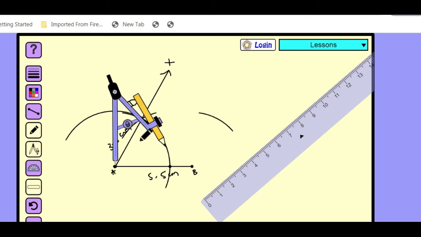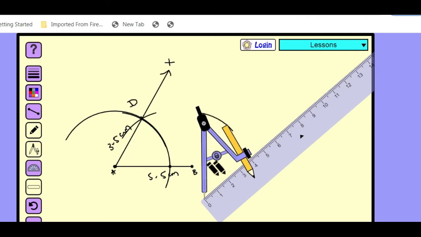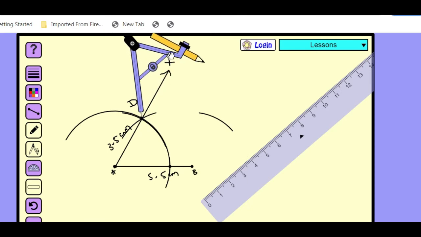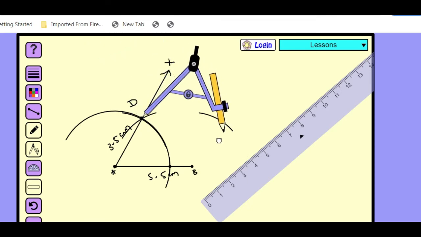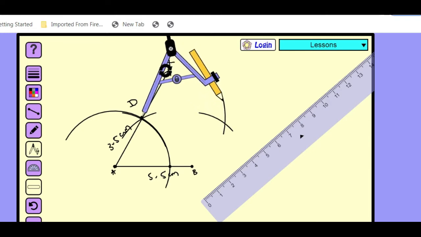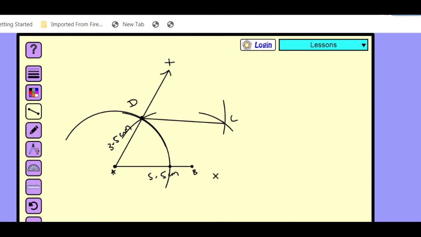Now take the compass length as 5.5 centimeters and with D as center, cut the previous arc at point C. Now here we got the point C. Now join D to C and B to C to complete the quadrilateral ABCD. Now mark the sides as 5.5 centimeter and here you should write 3.5 centimeter. So it is a required quadrilateral.